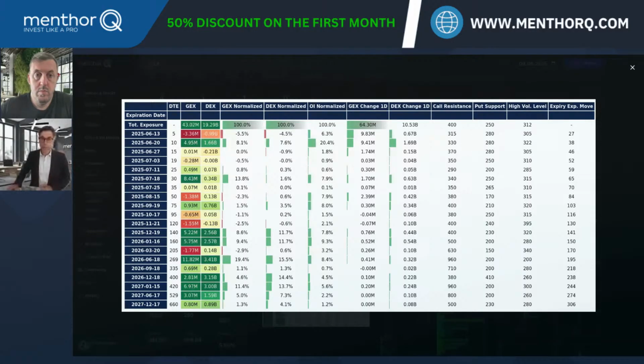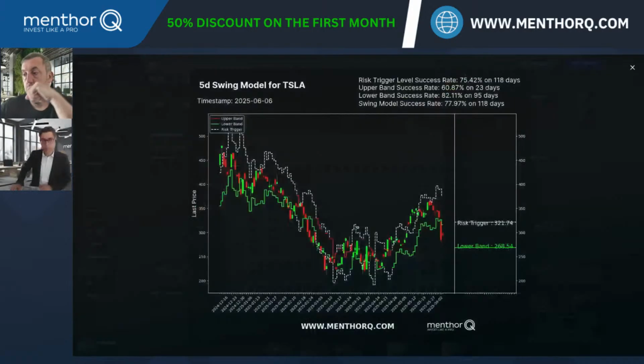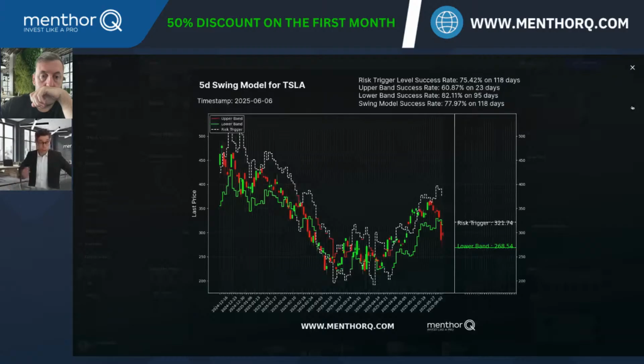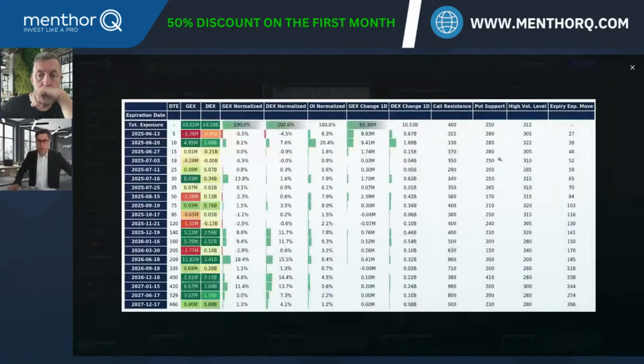Okay, what would I do? I would sell around this put support here. And before I do that, the next step, I would go to the 5-day swing model to see what happened here. The lower band is at 268, so 270. But for Friday, and this gives me hope, the put support is here at 280. So I can be a bit more offensive and sell maybe the 280 to 270 or 280 to 275 if I want to make a $5 trade only.